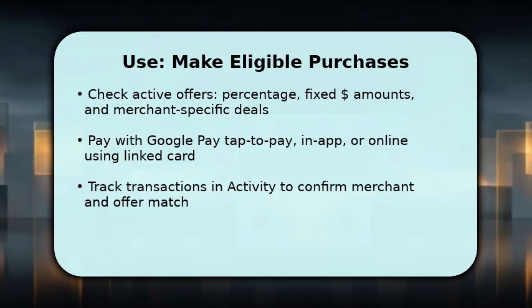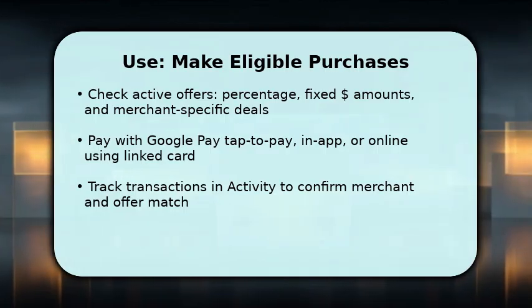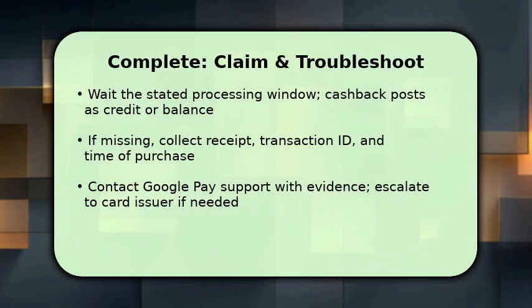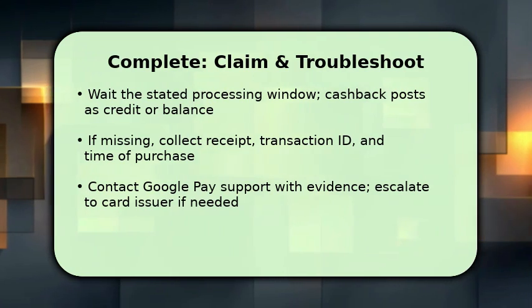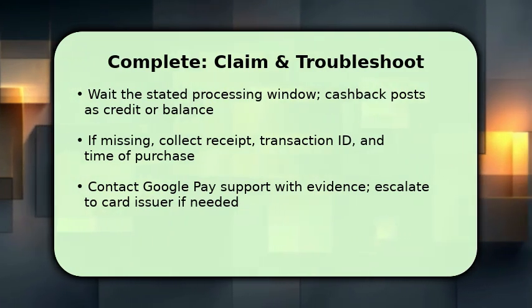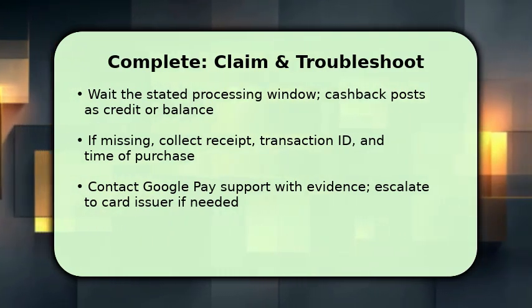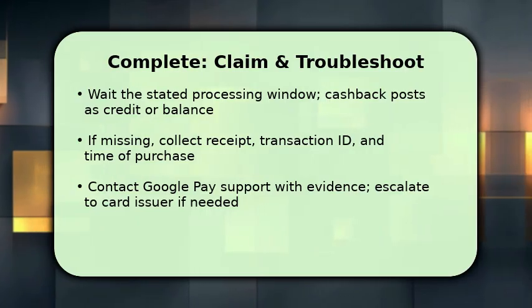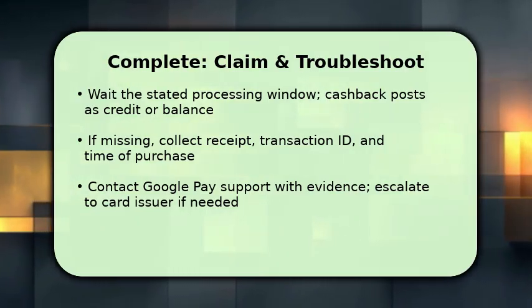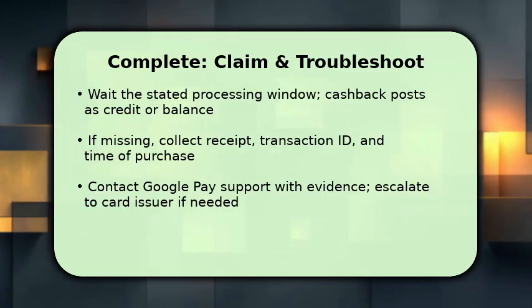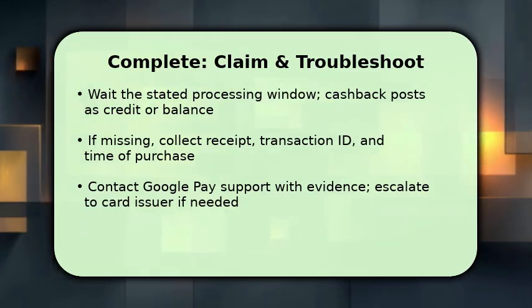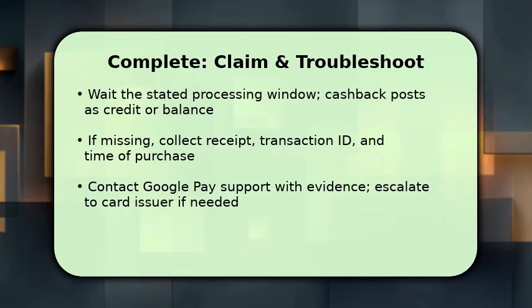To finish, monitor the stated processing window. Cashback normally posts as a Google Pay balance or statement credit depending on the offer. If rewards don't appear after that period, gather your receipt, transaction ID, merchant name, and timestamp. This evidence speeds resolution. Then contact Google Pay support through the app and provide those details.